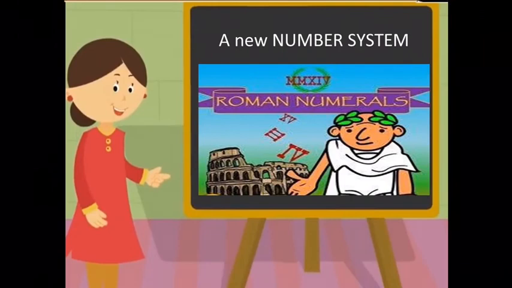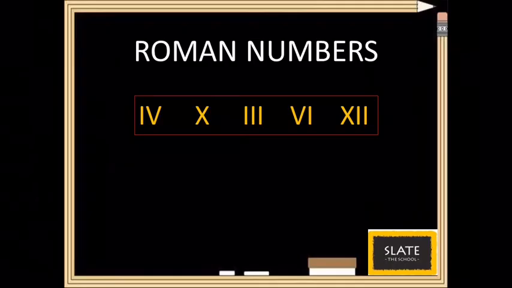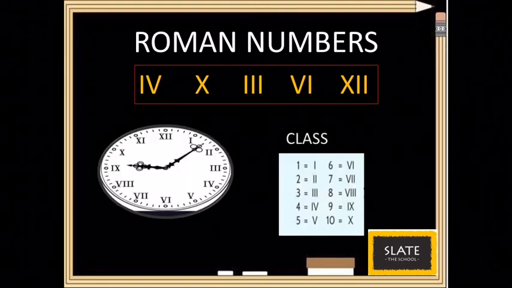What is that, children? Roman numbers. I, V, X, I, V, I, X, I. Slaters, can you tell me where we can see these type of numbers? Yes, Slaters. These numbers are used in the face of the clock, in the question papers, and also in expressing the school classes as I, II, III, and IV, etc.